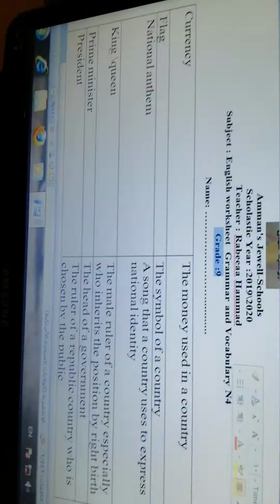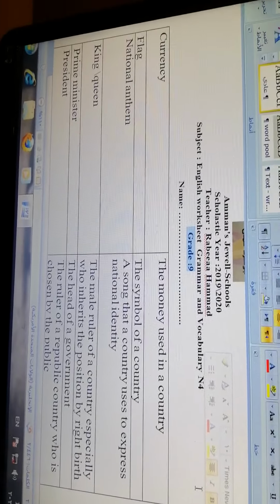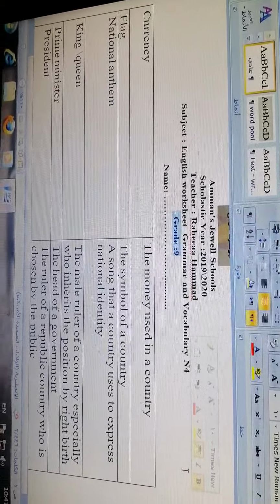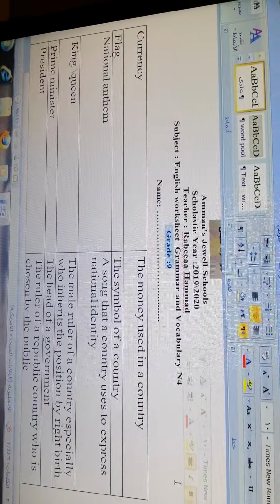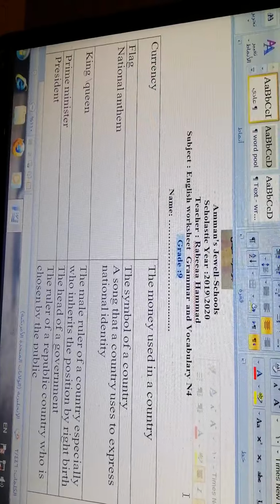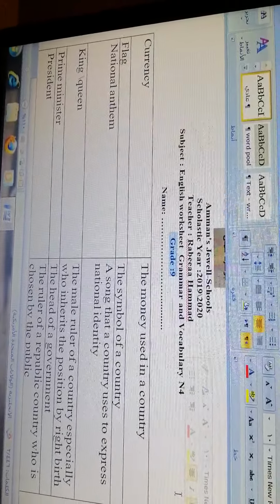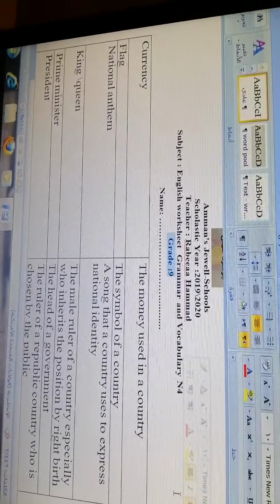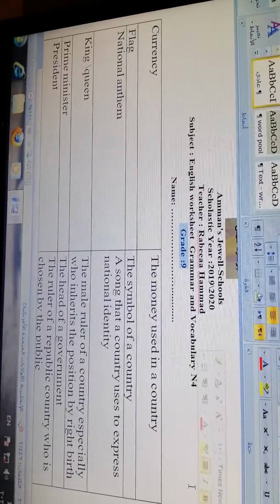Let's move to national anthem. National anthem is a song that a country uses to express its national identity. The Jordanian national anthem, you all know it, you all memorize it, and basically it expresses our national identity.